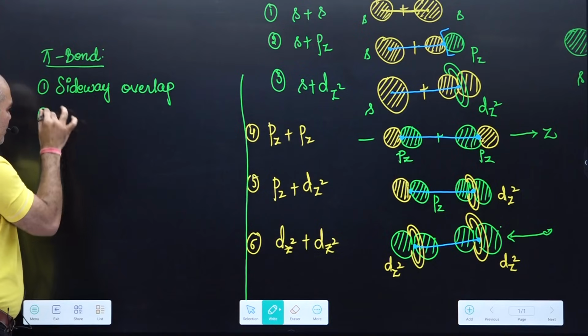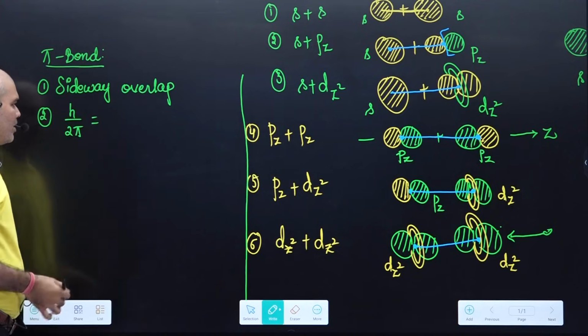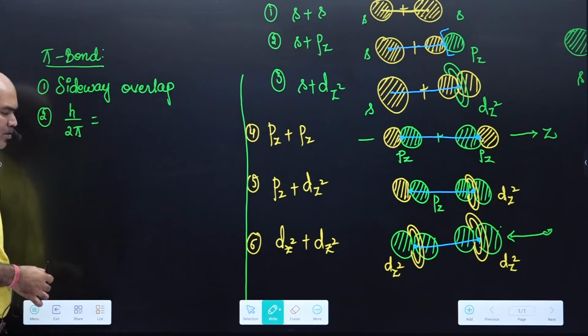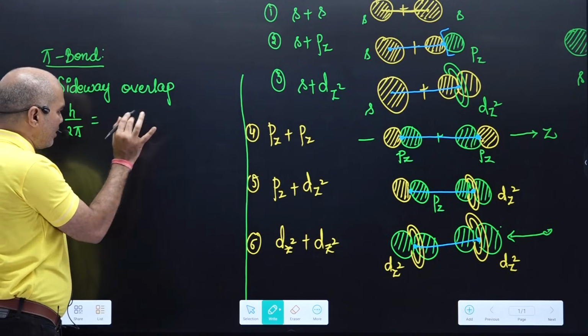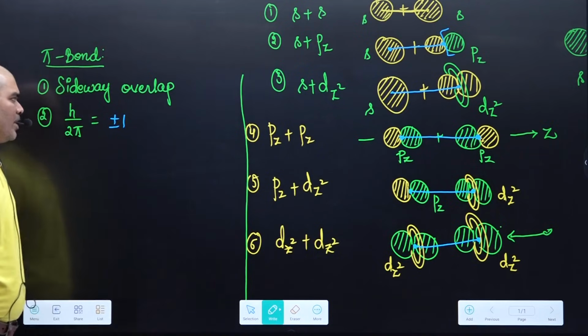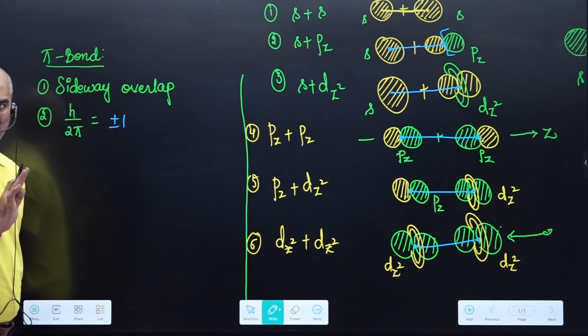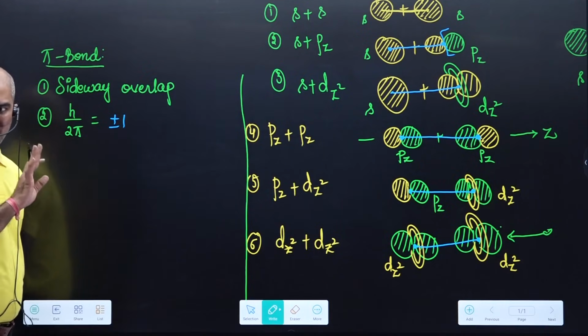Second point. Pi bond is formed from the combination of orbitals whose h by 2 pi orbital angular momentum value is how much? Last class we discussed. Whatever orbital you choose, it should have either plus or minus 1 h by 2 pi angular momentum. Either it should be clockwise 1 or anti-clockwise 1, but it should be 1.